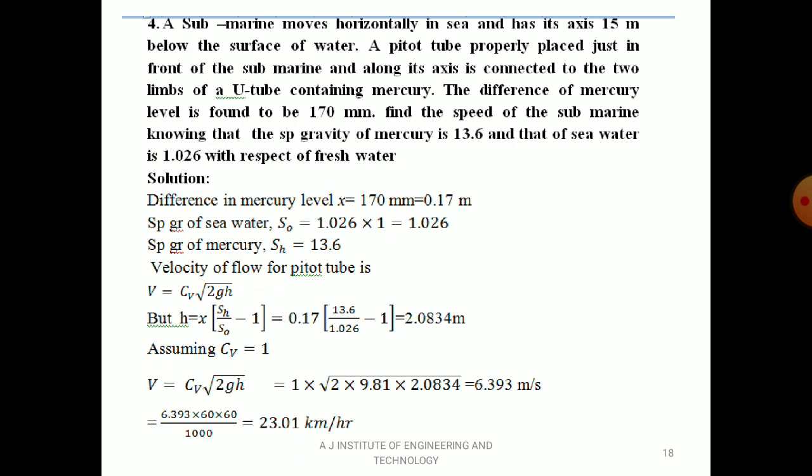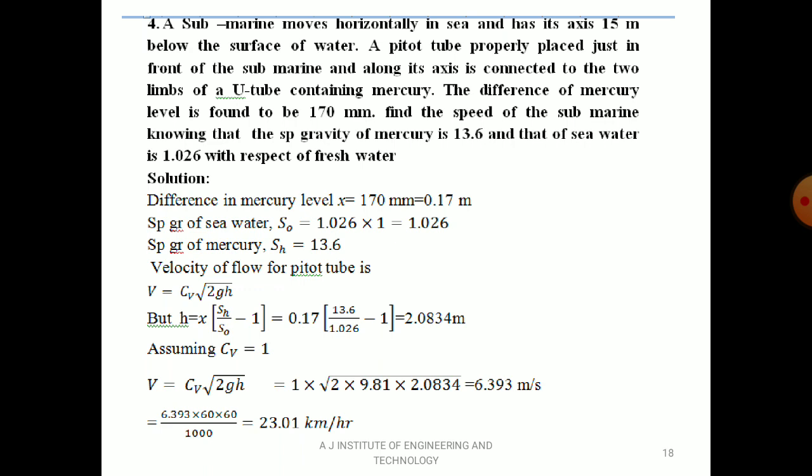Fresh water specific gravity is 1. So sea water specific gravity, that is SO, equal to 1.026 into 1, so that is equal to 1.026. So solution: difference in mercury level, that is small letter x, equal to 170 mm, so that is equal to 0.17 meter. Specific gravity of seawater SO equal to 1.026 into specific gravity of fresh water, which is 1, so that is equal to 1.026. Specific gravity of mercury SH equal to 13.6.